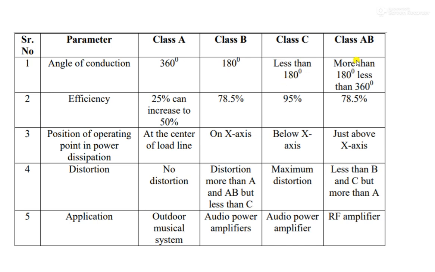Next is class AB. Class AB means more than 180 degrees but less than 360 degrees. In cycle form, that is more than half cycle but less than a complete cycle.